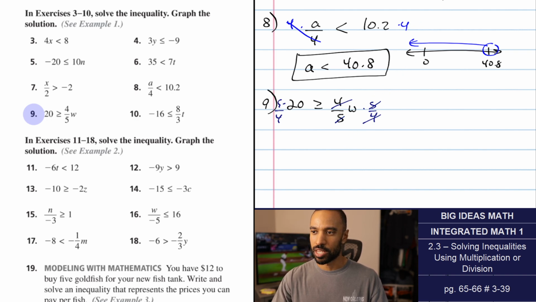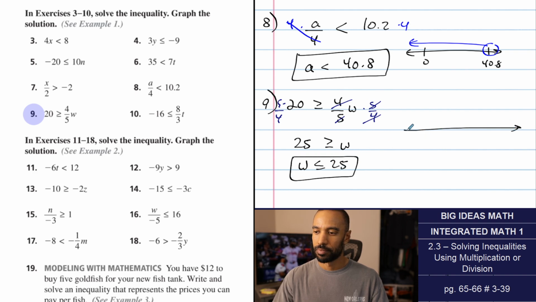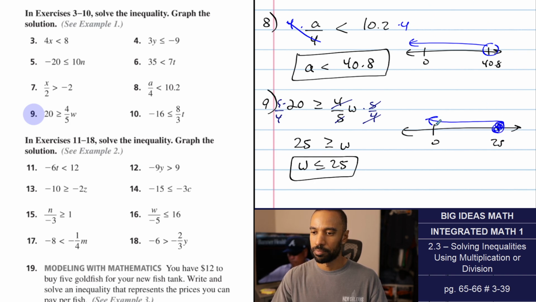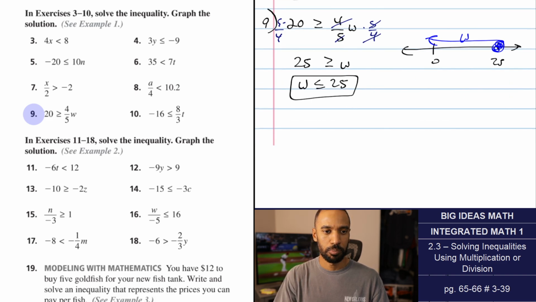You have W on this side. And on this side, 20 divided by 4 is 5. 5 times 5 is 25. So W is less than or equal to 25 when you swap it around. Here we got our 25 and 0 being less than it, meaning it should work out. 0 is less than or equal to 25 does work out. A and W. Like the root beer.